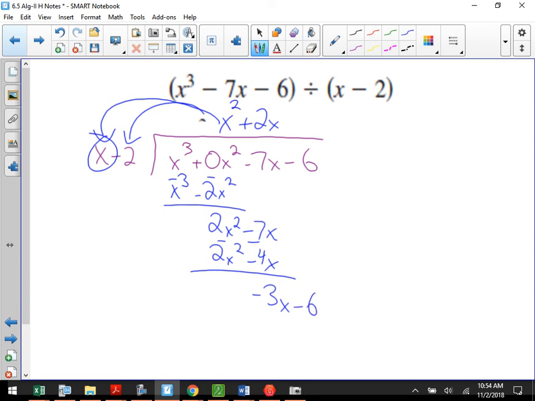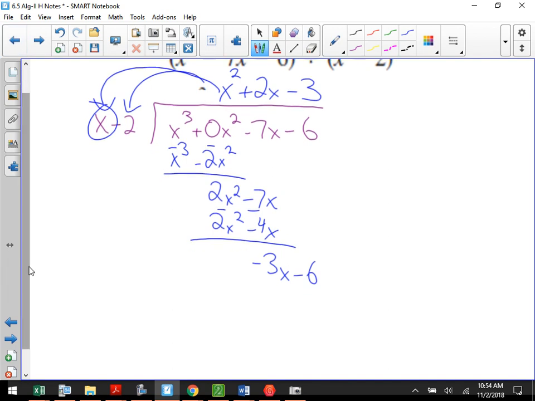Again, what do you multiply x by to turn it into negative 3x? Negative 3. Okay. Distribute again. What's negative 3 times x? What's negative 3 times negative 2? 6, positive 6. And then I subtract again. Negative 3x minus negative 3x is 0. Negative 6 minus 6 is negative 12.